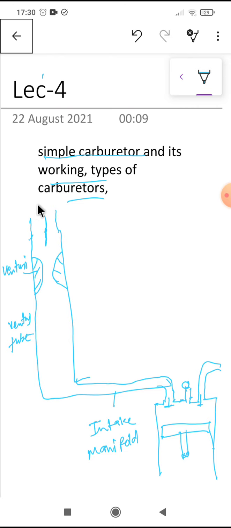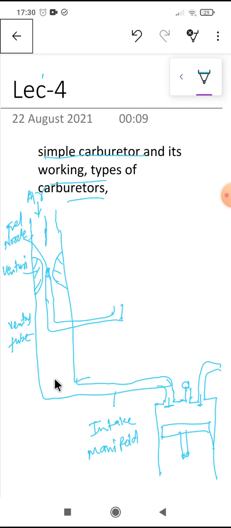Here there is an inlet of air from the air filter. Now, where is the fuel? From where is the fuel entering? Basically the fuel is entering from a nozzle here. Let me draw a nozzle. So fuel is entering from a nozzle. This is the fuel nozzle.